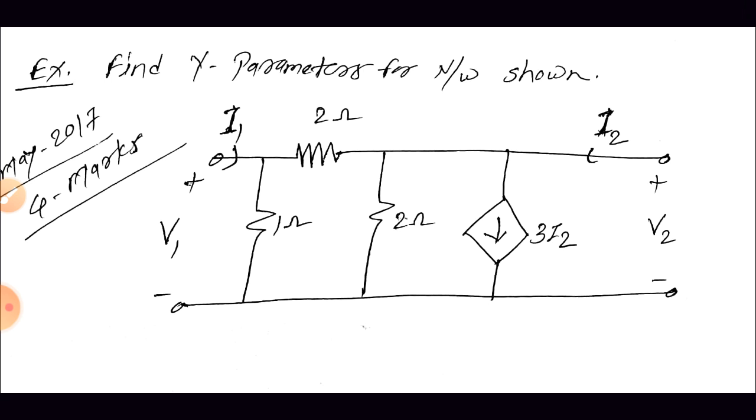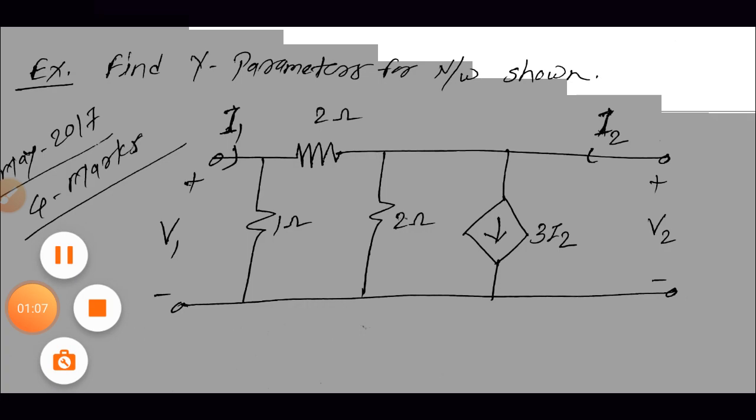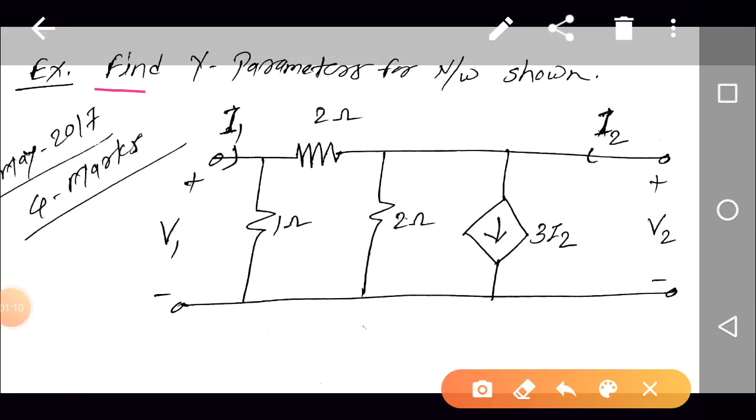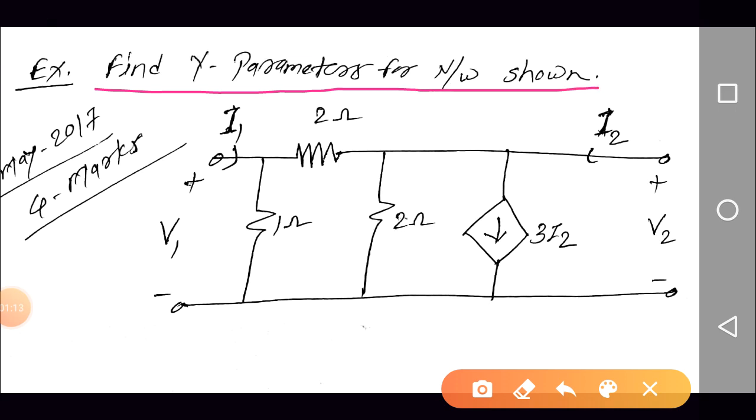Suppose our task is to find the y parameters for the network shown in figure. This question was asked in the exam May 2017 for 4 marks in the Ahilyabai Punyashlok Ahilya Devi Holkar Solapur University examination. Our task is to find the y parameters. As I told in my previous video, the preferable law to find the y parameters is Kirchhoff's current law.